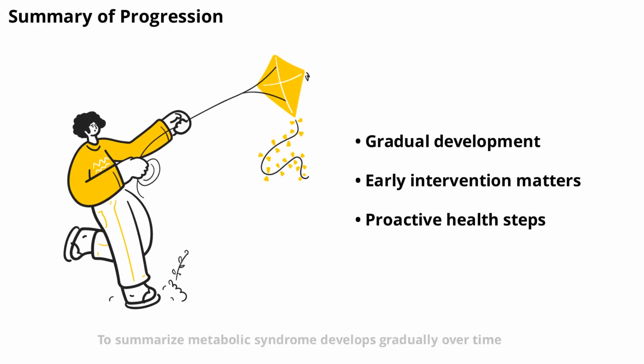To summarize, metabolic syndrome develops gradually over time, starting with subtle changes and progressing to more serious health risks. Early identification and intervention are key to preventing complications. By understanding the timeline and risk factors, we can take proactive steps to protect our health.